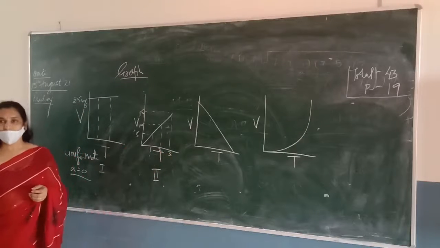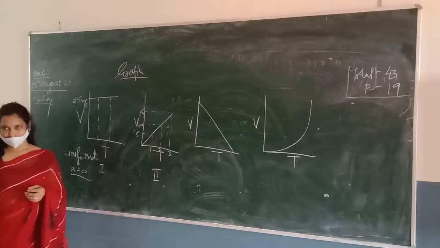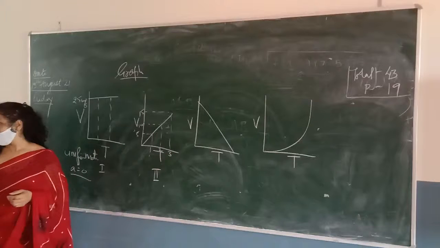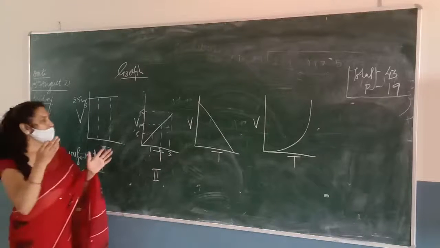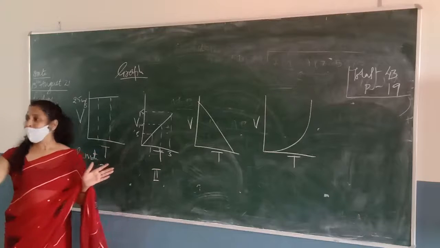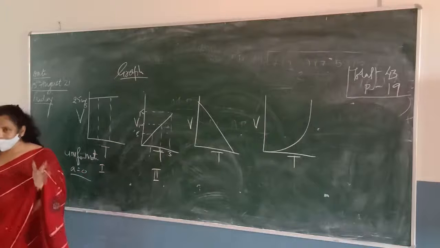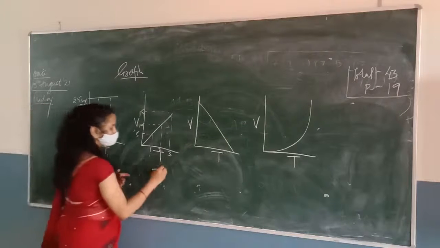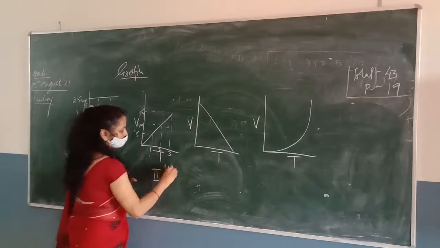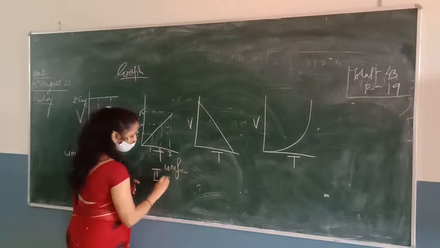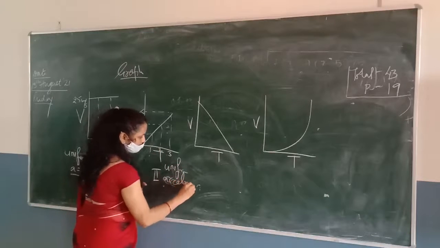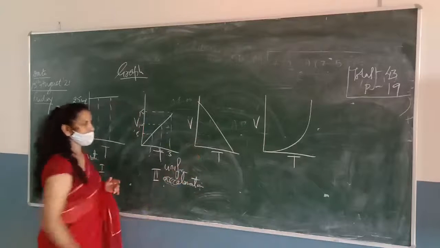It means its velocity increases equally in equal intervals of time. So if a body's velocity changes equally in equal intervals of time, we will say it is a uniform acceleration. So this type of graph shows the uniform acceleration. Okay, what about the third graph?